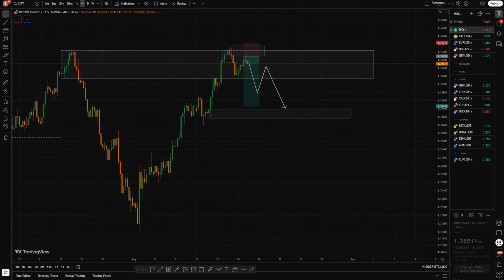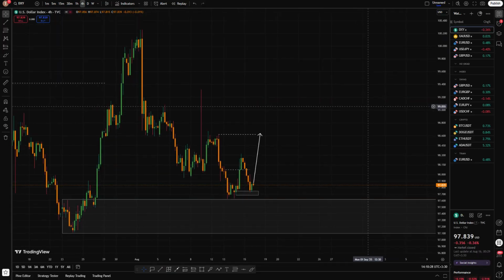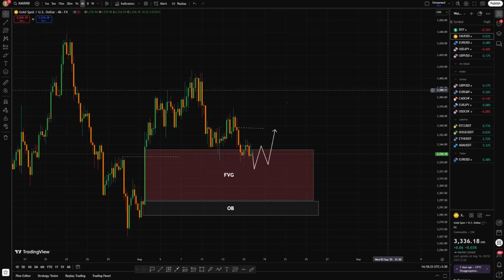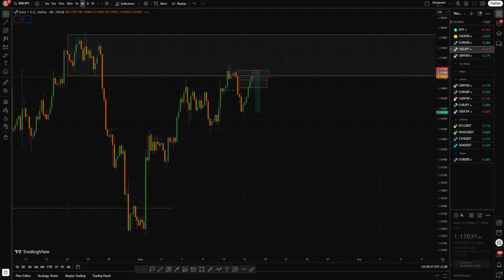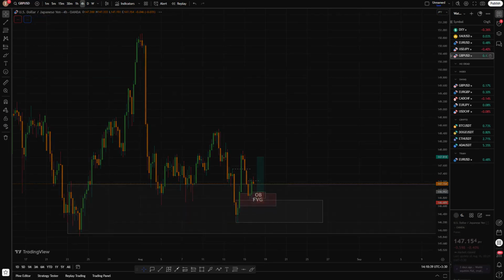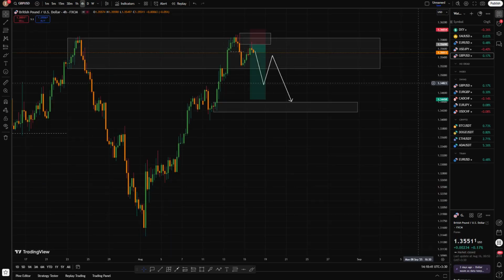And conclusion, we have the conclusion here. DXY is bullish, XAUUSD is bullish, Euro USD is bearish, USD JPY is bullish too, and GBP USD is bearish too.